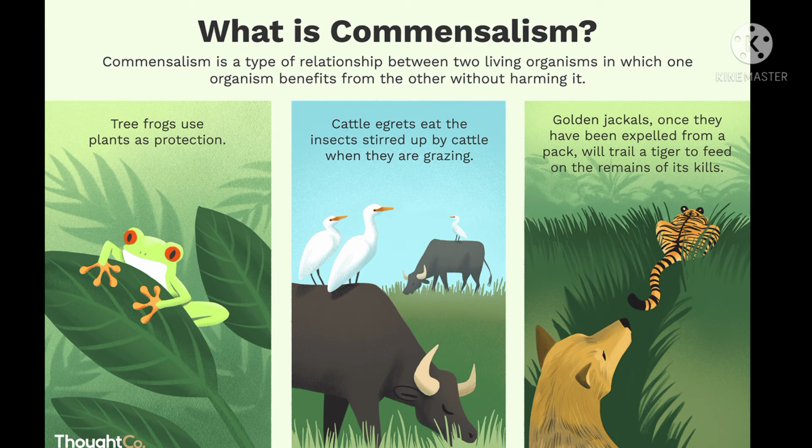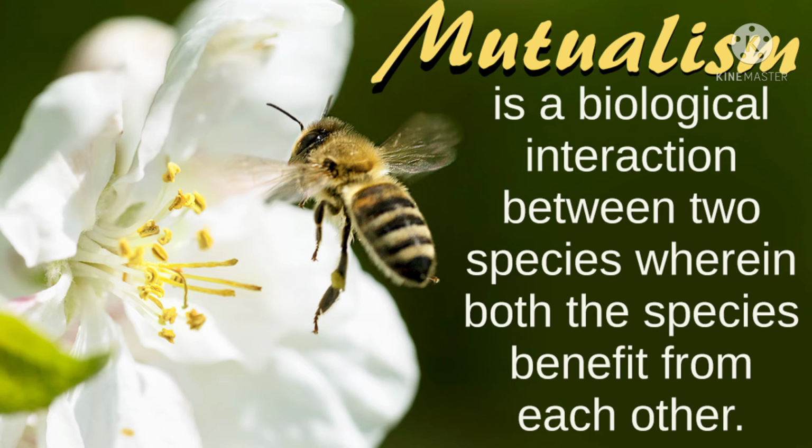Number 1, commensalism. Commensalism is an interaction where organisms live together without harming one another. For example, an orchid is attached to the trunk of a tree without harming it. Number 2, mutualism. In mutualism, both organisms benefit in the relationship. For example, a bee or a butterfly sucks nectar from a flower and the flower reproduces.